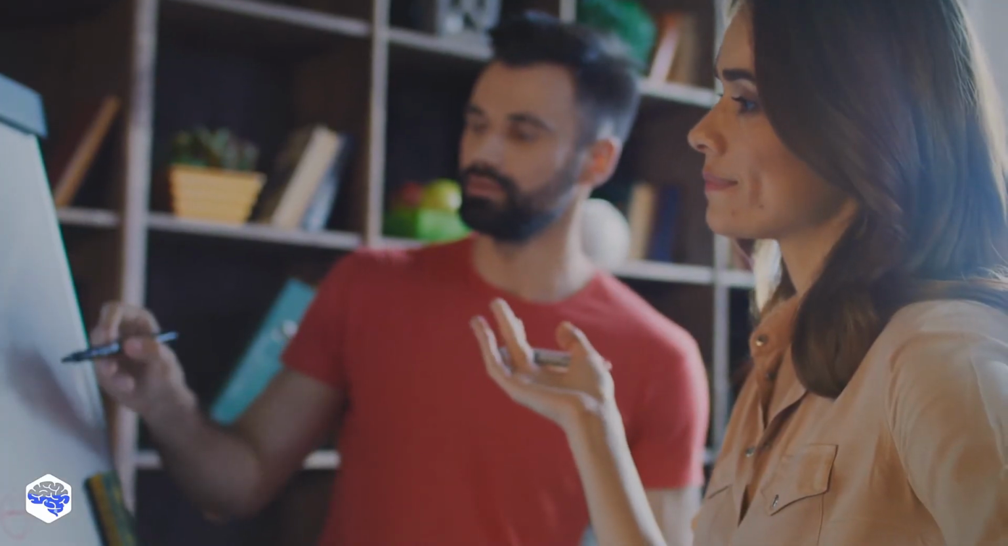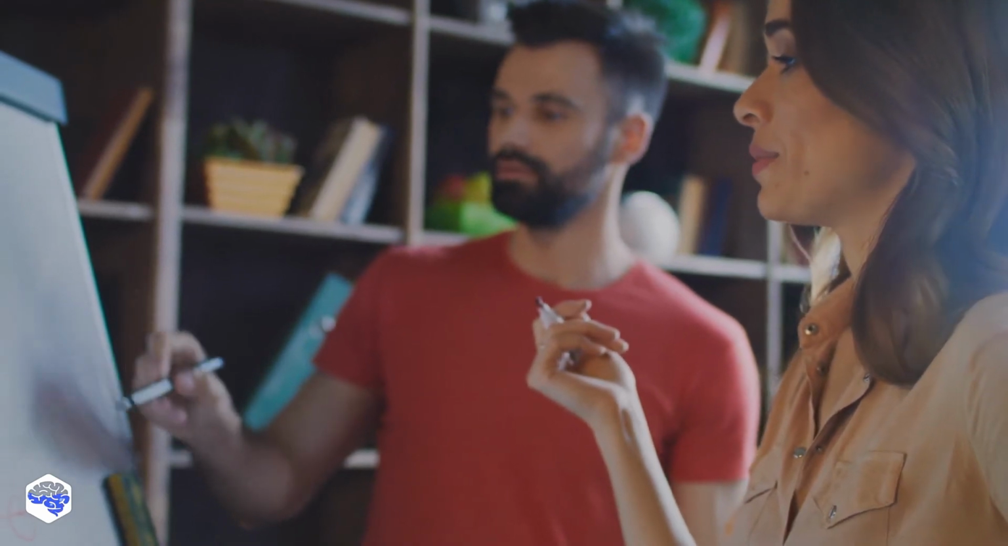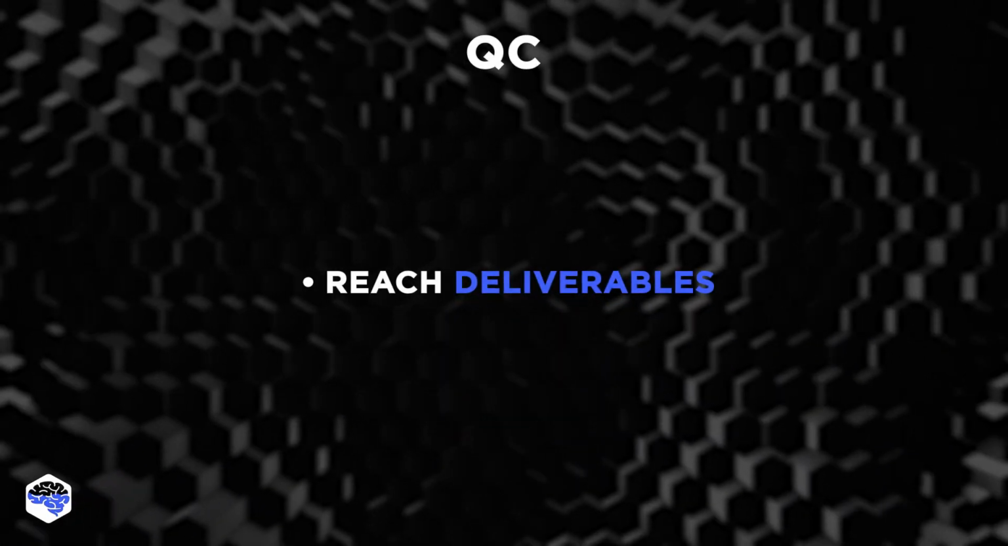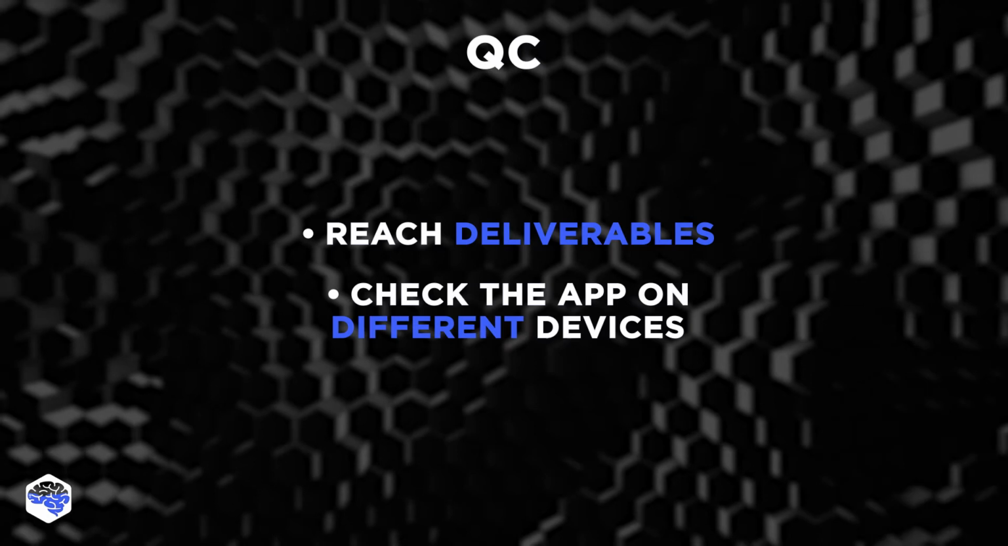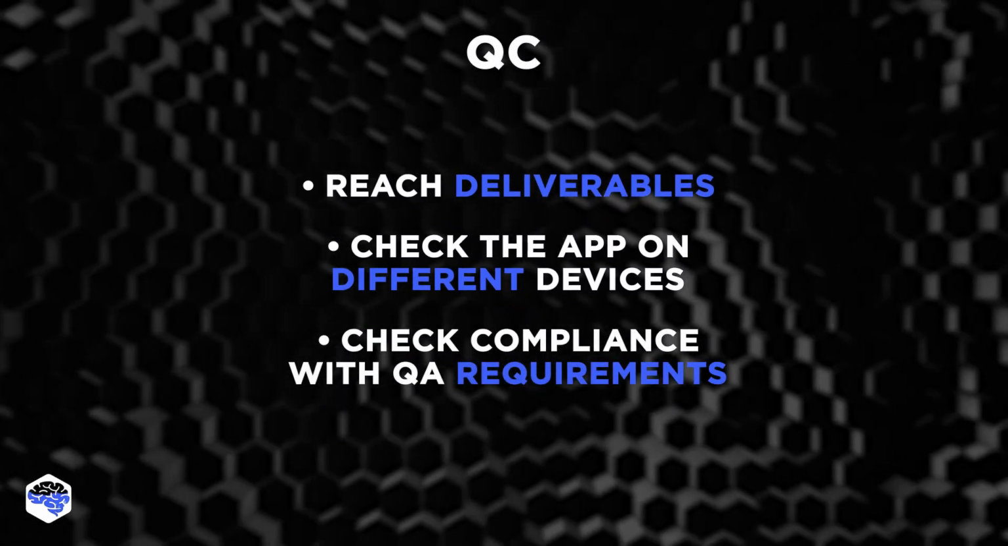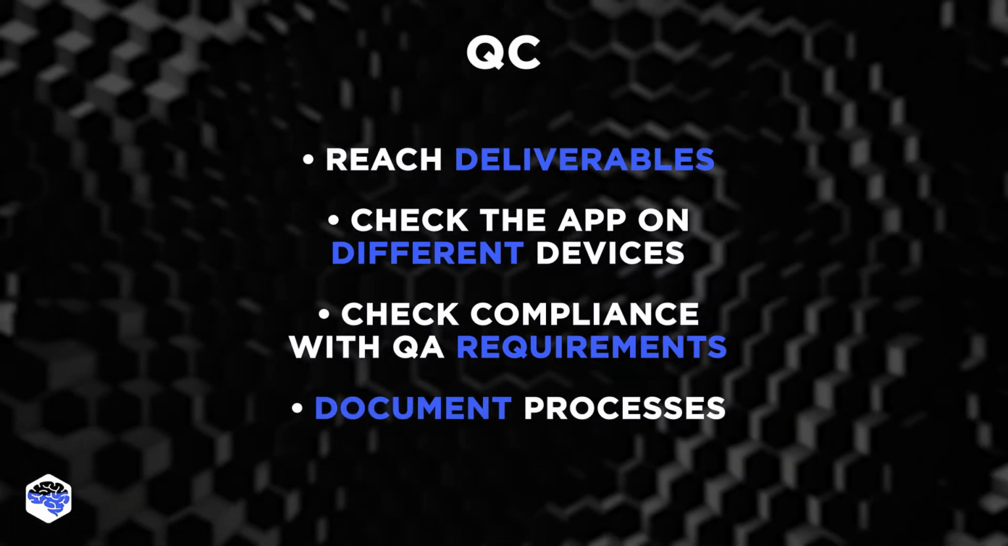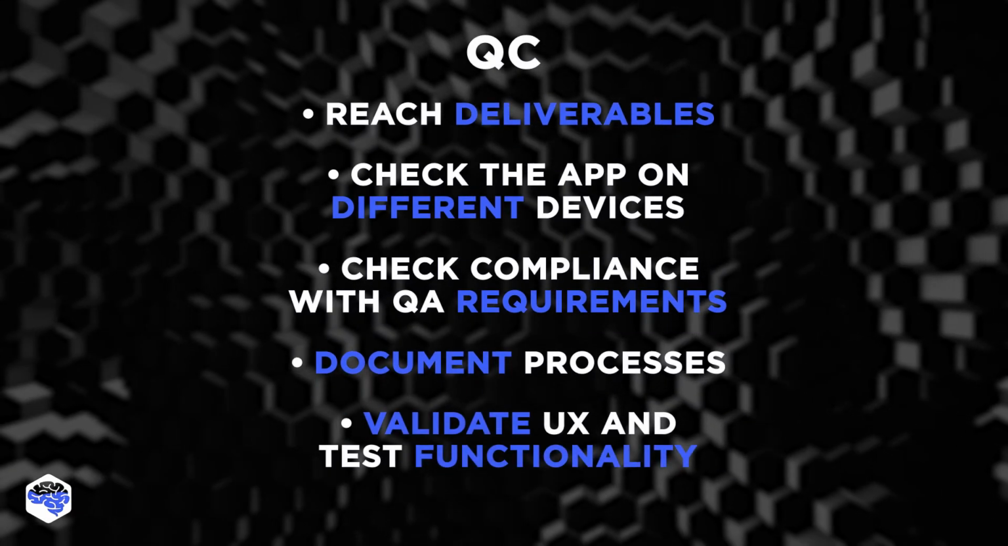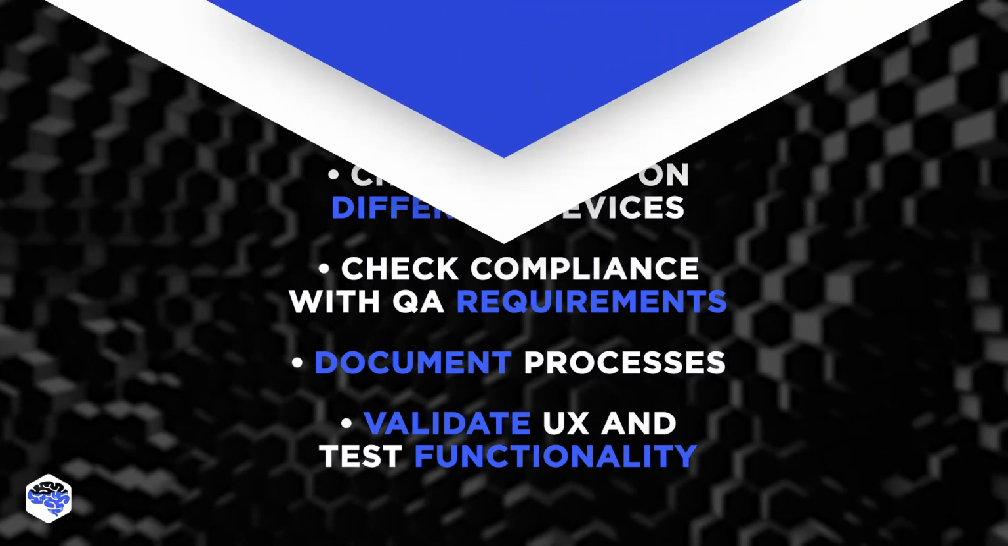Quality control goals are product-driven. They include reaching deliverables, making sure that the product works on different devices, checking compliance with the requirements devised by QA, documenting all the processes, validating user experience and testing functionality.